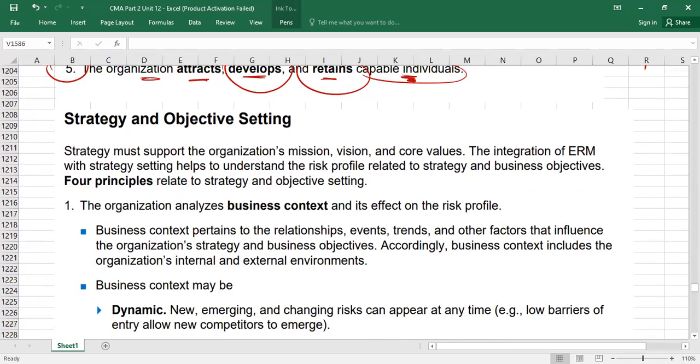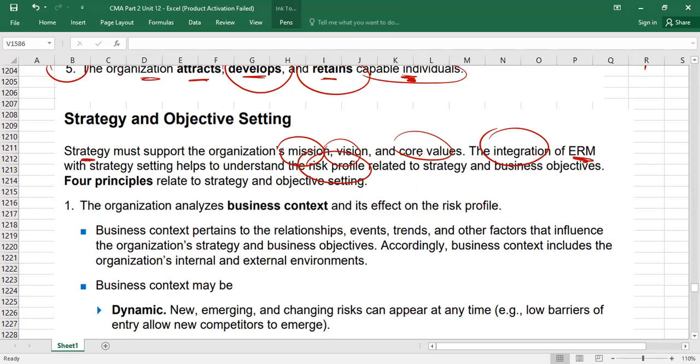Okay. Do you remember I told you about integration of strategy setting and performance, right? So it's the same story here. We will always set strategy, and strategy obviously should support the organization's mission, vision, and core values. So integration of ERM with strategy means whenever you are setting any strategy, you need to create a risk profile. I told you, right? A risk profile with each strategy.